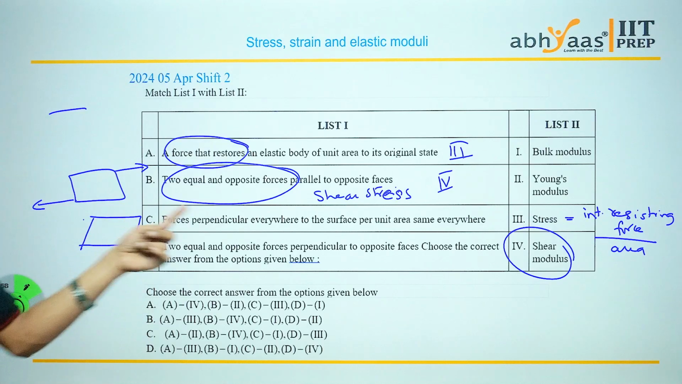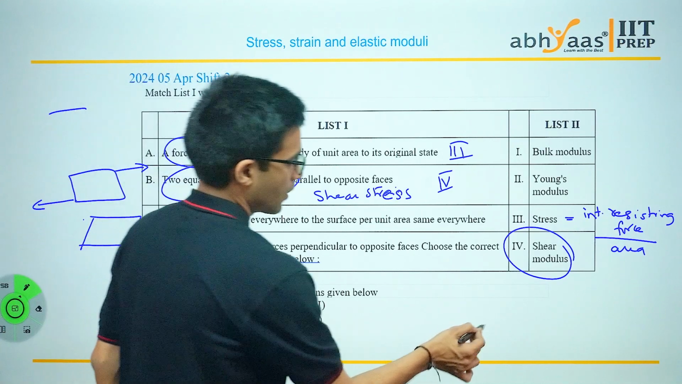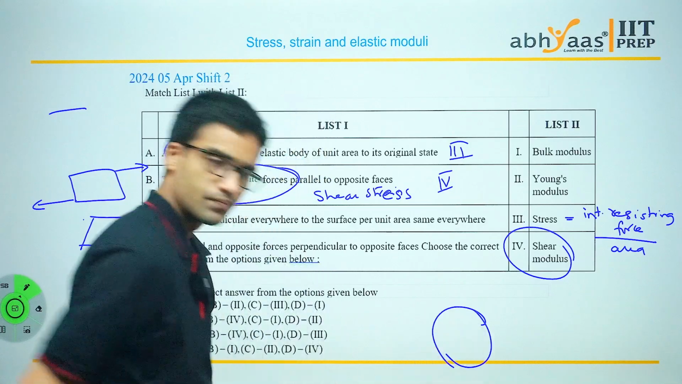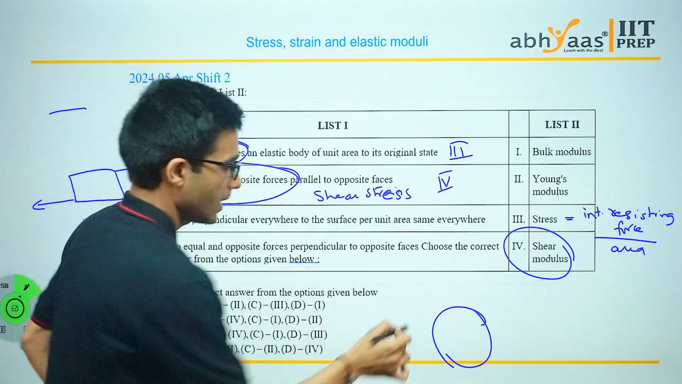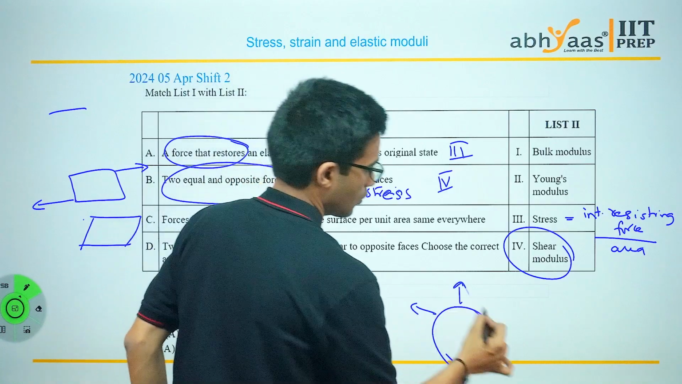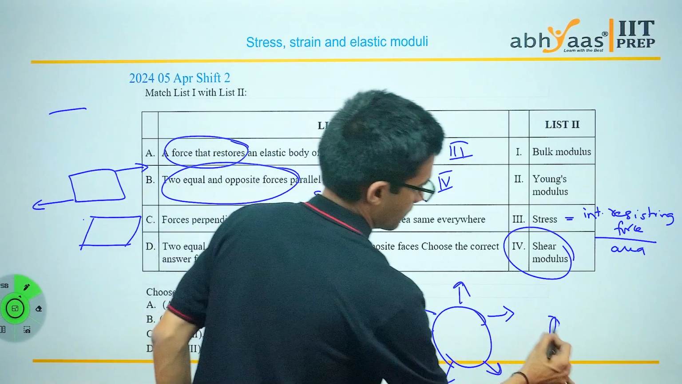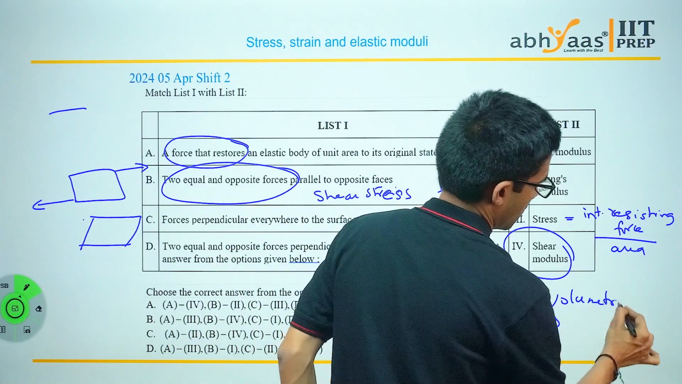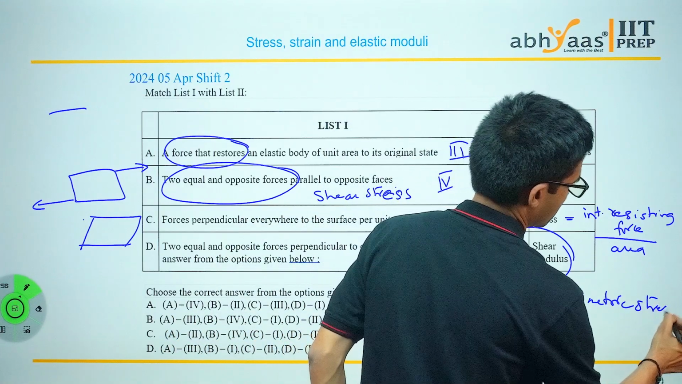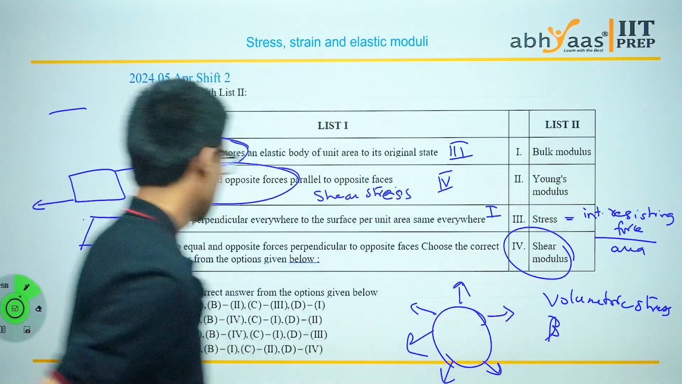Whereas a force perpendicular everywhere to the surface per unit area. If you consider a sphere, all forces are applied everywhere. So in the sphere or spherical ball, what happens? You will get volumetric stress. Volumetric stress by volumetric strain, what will you get? Bulk modulus. That's why it is related to this one.